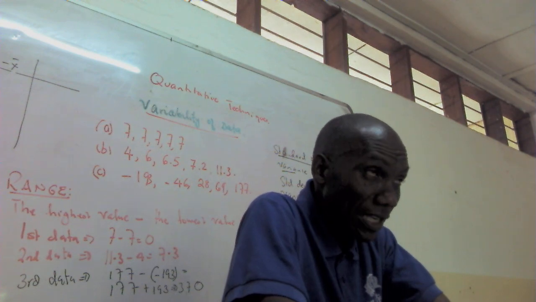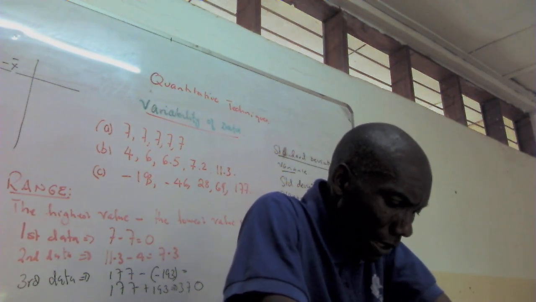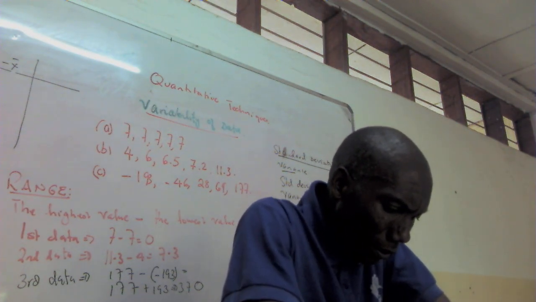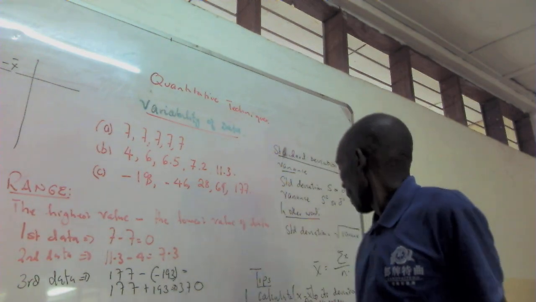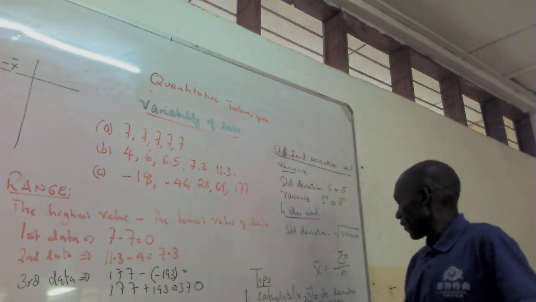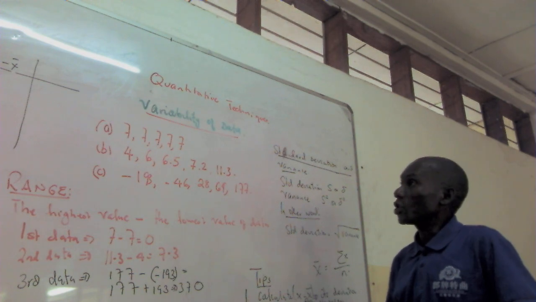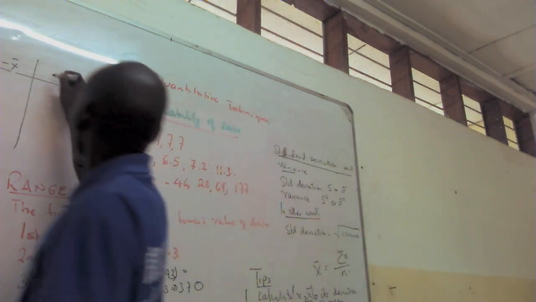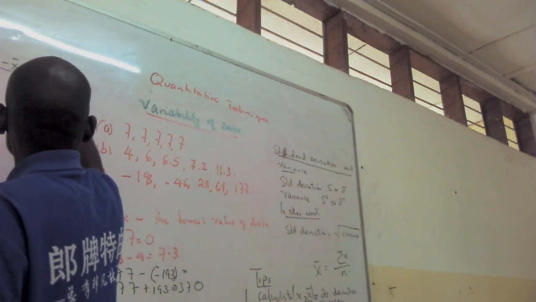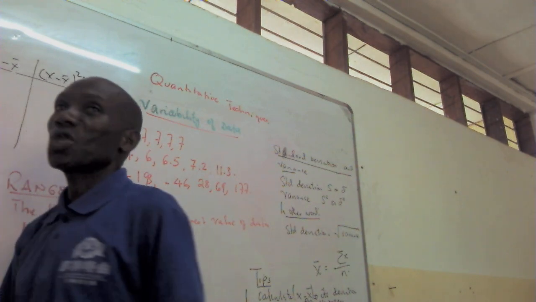You will see from the example that I will give you. Another one is this one. You square the deviation to give this. Why do you square the deviation?